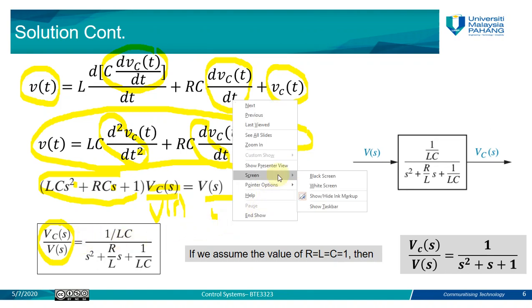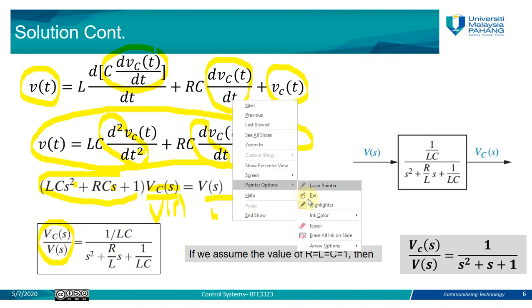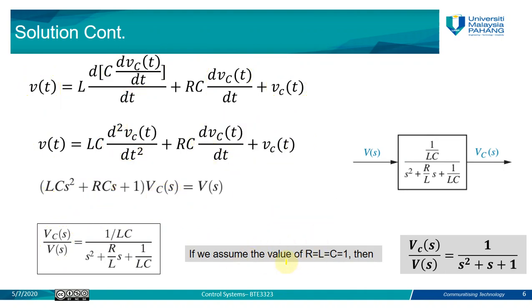If we assume that all the values here are R equal to L equal to C, I mean the resistance is equal to 1 ohm, the inductor is equal to 1 Henry, and the capacitor is equal to 1 farad, for example, then this transfer function can be simplified to become VC over VS equal to 1 over S square plus S plus 1. So this will be the transfer function if we substitute for the values of L, C, and R.